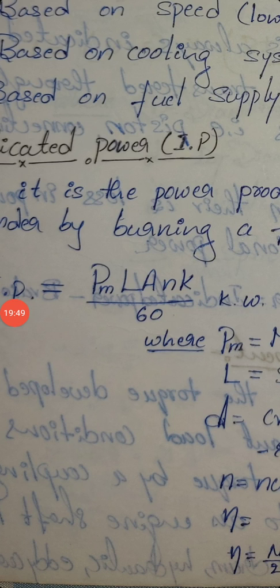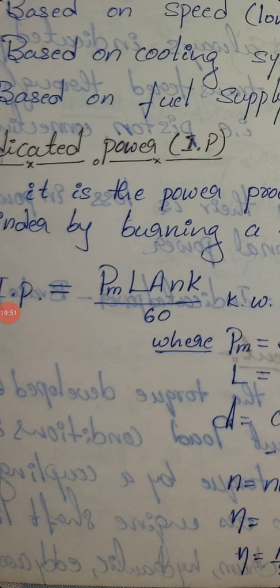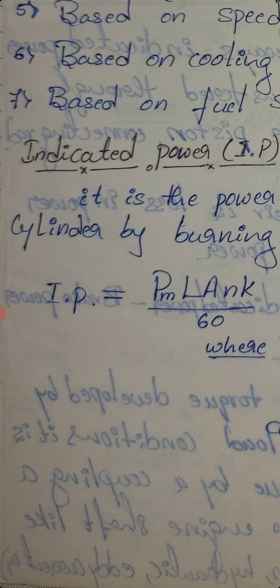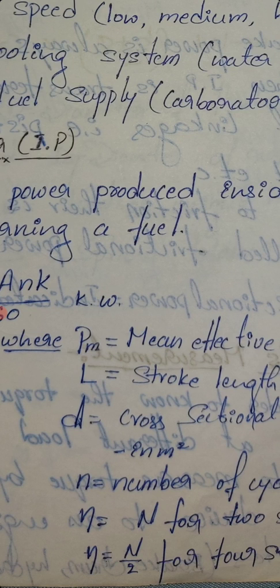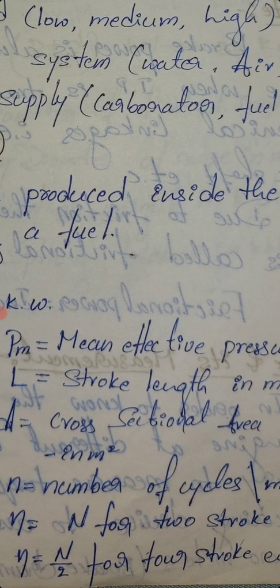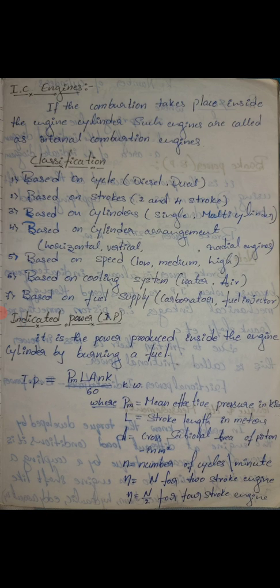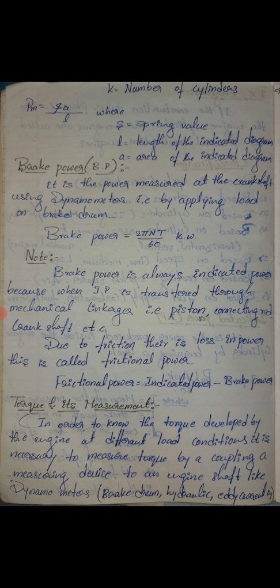Yes students, I hope all of you understood what is meant by indicated power, and what the formula for indicated power is, and what L is, what A is, what small n is, and how to calculate small n. It depends upon the stroke of the engine. If it is a two-stroke engine, small n is equal to capital N, and if it is a four-stroke engine, small n is equal to capital N by 2. So this is how we are going to calculate the indicated power.